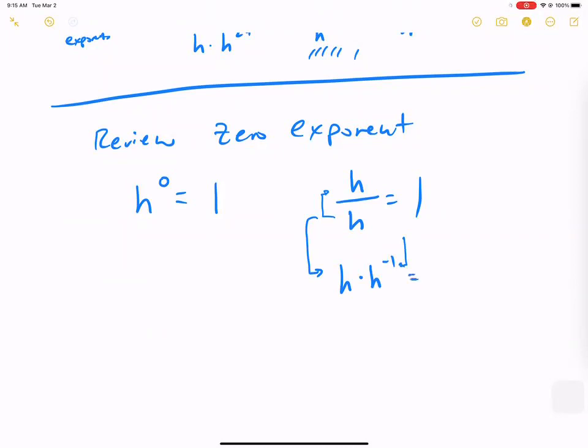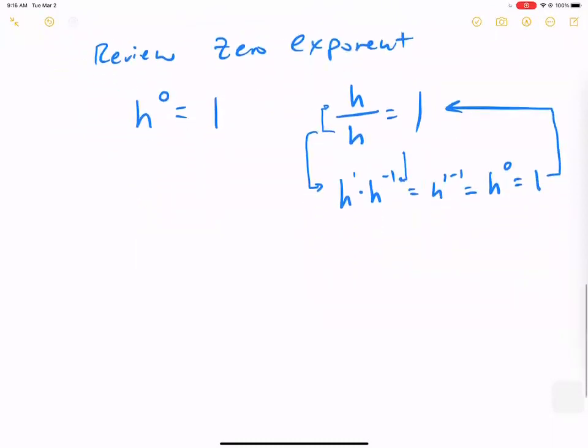And then we're going to add the exponents. H to the 1 minus 1. Folks, what's 1 minus 1? Isn't that 0? So h to the 0 is equal to 1 because that's what we initially said this was. So this is the reason why h to the 0, any variable to the 0, is equal to 1.